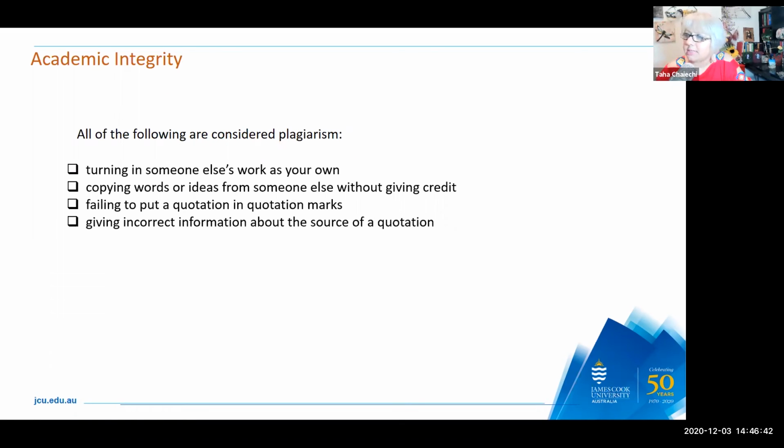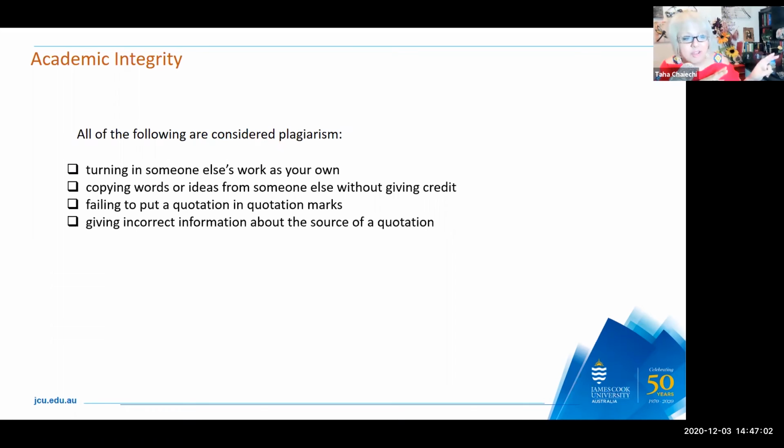Not giving credit, but sometimes even when you put in a direct quote from someone but do not put that direct quote in quotation marks, even that can be considered plagiarism, because if you are using a sentence word for word, then you have to put it in quotation marks.